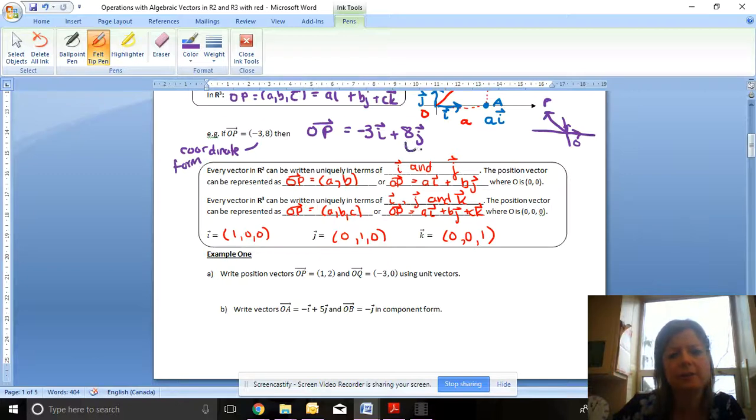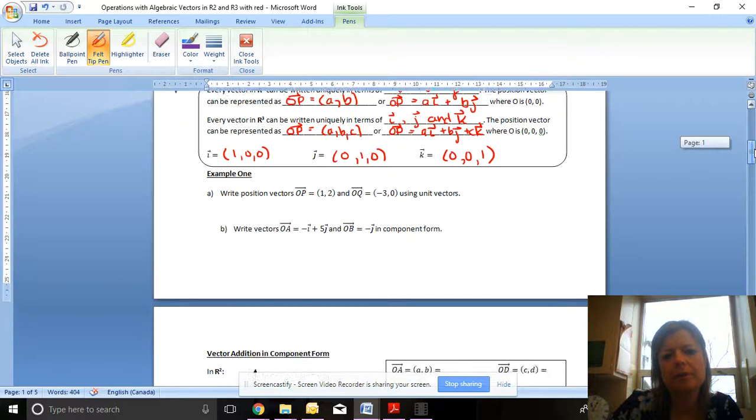And this is just called writing it with unit vectors. So if a textbook asks you to take it from unit vectors to coordinate form, or coordinate form to unit vectors, that's what they're talking about. So let's summarize in this box here.